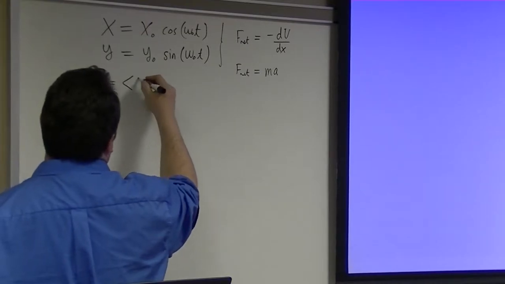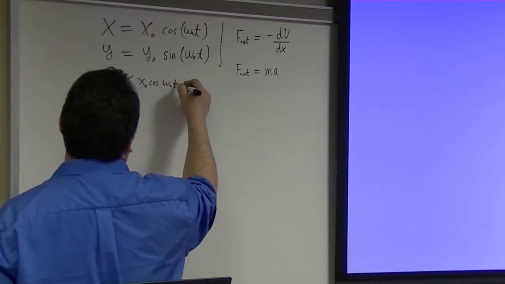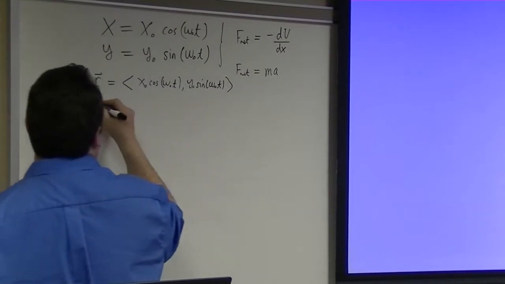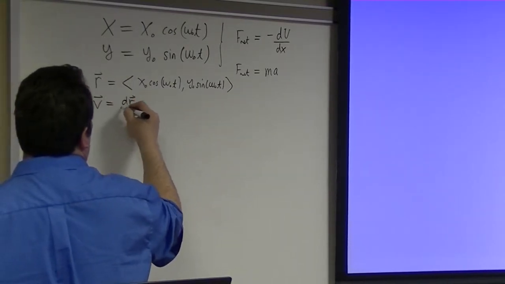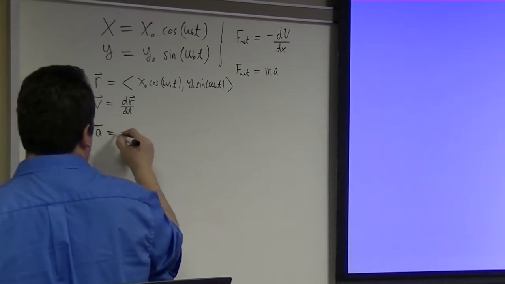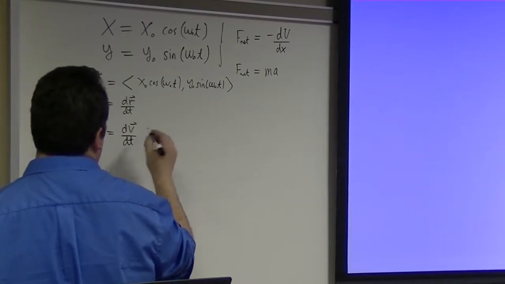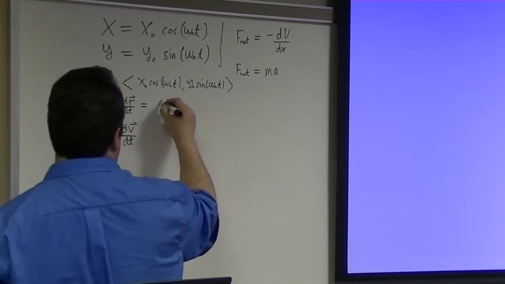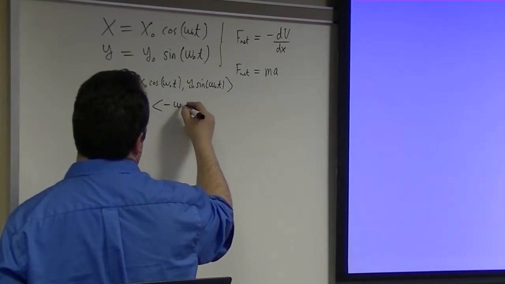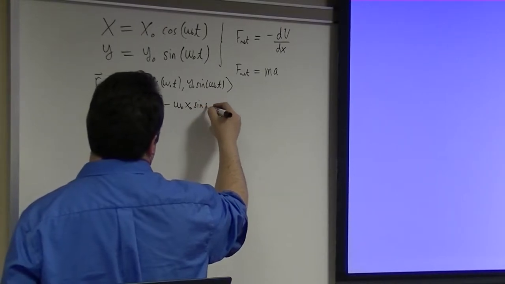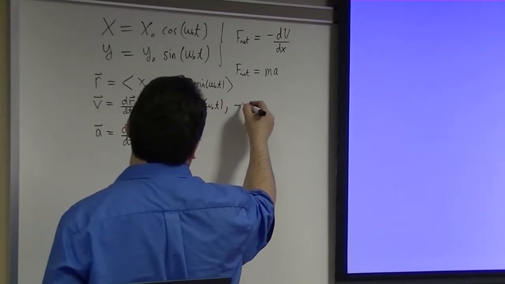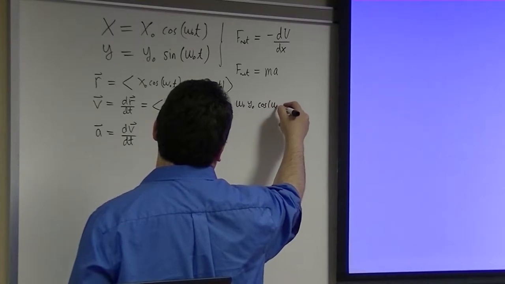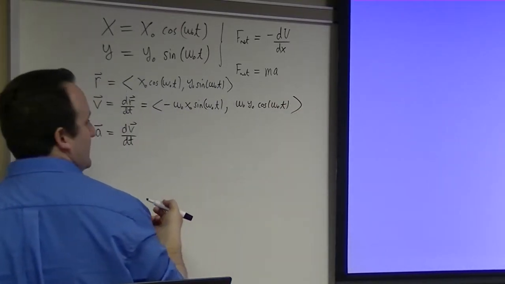Yeah, second derivative, right. So r is x naught cosine omega naught t, y naught sine omega naught t. So v will be dr dt, right? And a will be dv dt, or the second derivative with respect to time of position. And v would be what? You have to do the chain rule, right? So I get minus omega naught x naught sine omega naught t plus omega naught y naught cosine omega naught t. Differentiate again, what do you get?